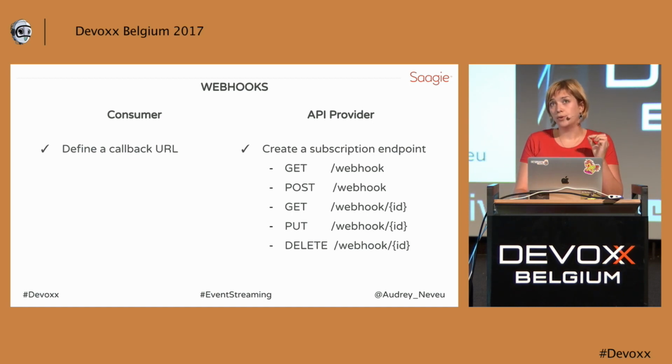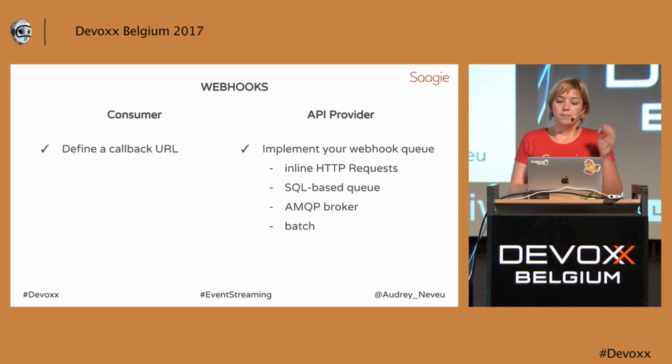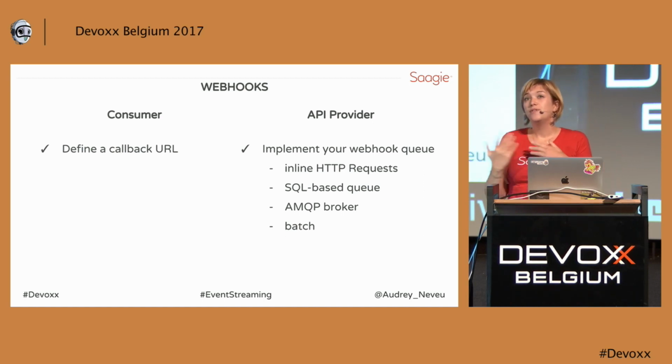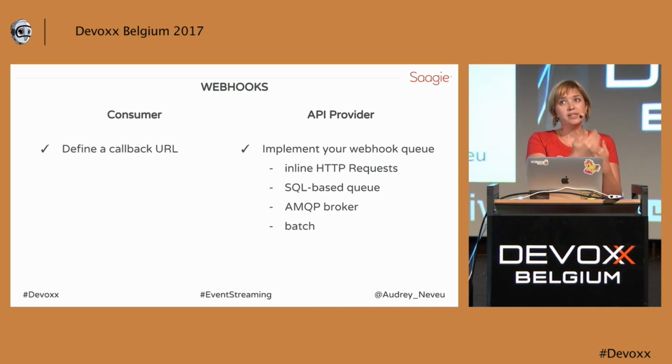And then comes the very important part for the API provider, because you get to implement your webhook queue. And so inline HTTP requests, it's not really a solution. It means that every time you have something new to send, you're going to loop over all your subscriptions and send the request programmatically. So you will have to deal with failure and retry. It will delay your answer. It's not really a solution. It's something you can use for proof of concept, perhaps, but that's all.